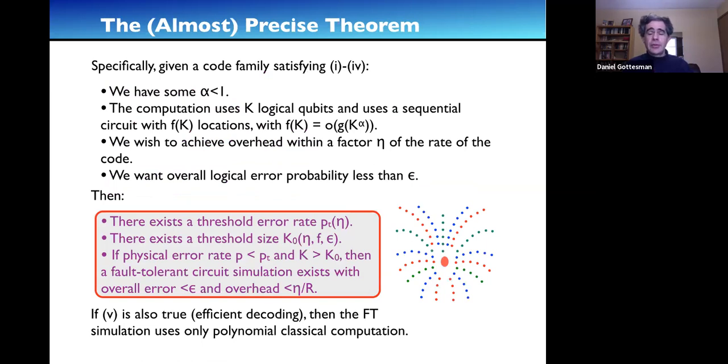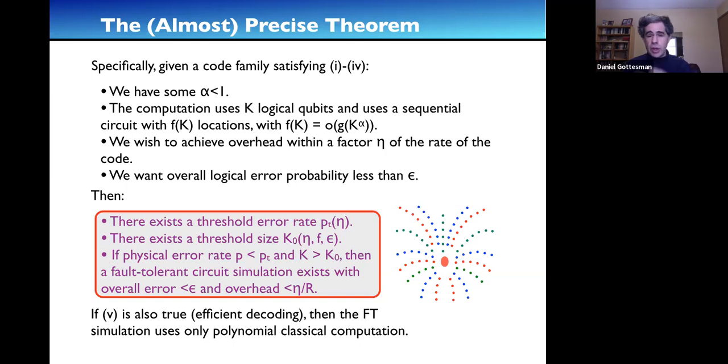if you have a code family that's satisfying the first 4 conditions, then you pick some alpha less than 1. And if you have a circuit family that you want to perform that uses k logical qubits in f of k locations, where f of k is little o of g of k to the alpha, and you want to achieve an overhead within a constant factor eta of the rate of the code, and a logical error probability epsilon, then there's a threshold error rate, which depends on this eta that you want to achieve, and a threshold size, k0.